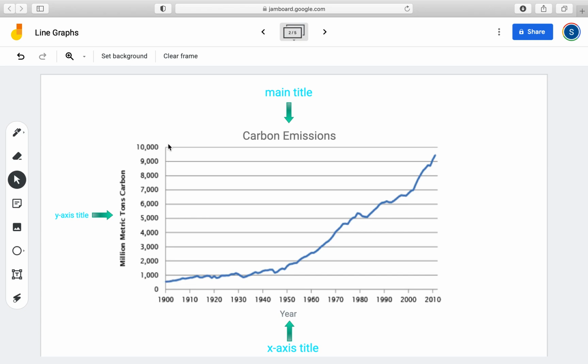The scale on the y-axis is in million metric tons, and it's every 1,000 million metric tons. So you start from 0 and then you go to 1,000 million metric tons and then 2,000 million metric tons and so on. And these scales help you plot your data from your data set.